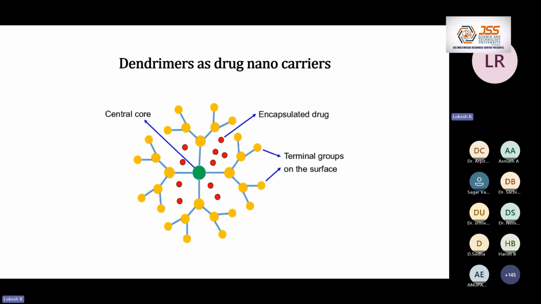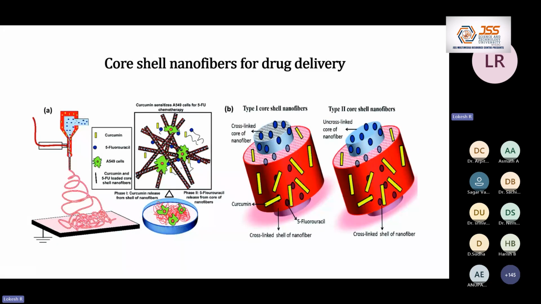And dendrimers, which are artificial polymers, are also used for drug delivery. Here, the advantage is that the drug can be placed either in the core, or in the gaps between these branches, or at the edges. So multiple drugs can be transferred using these dendrimers. Using nanofibers also, drug delivery is possible. See, in this nanofiber, the drug can be placed either outside the core or inside the core. Here, two types of drugs can be injected.